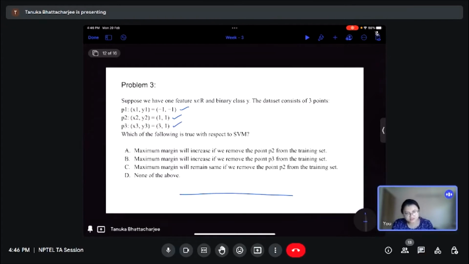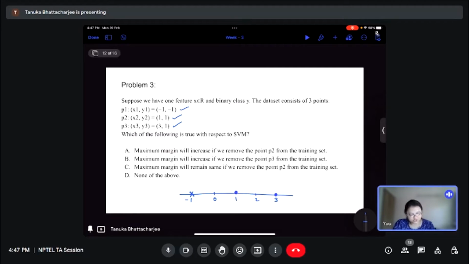So let's say this is the real number line. Your P1 point is here, at -1. This belongs to class -1. I'll put it as a cross. Then P2 is at 1. Let's say this is 0. Your P2 point is at 1. This belongs to class 1. And the P3 point is at 3. This also belongs to class 1.